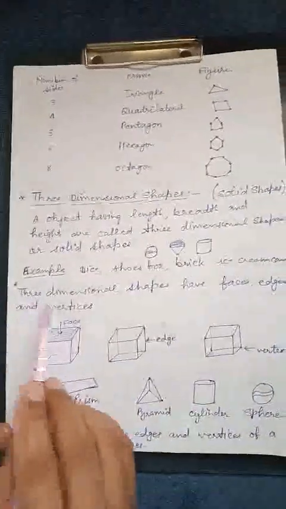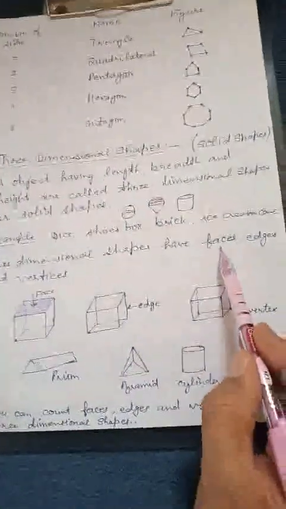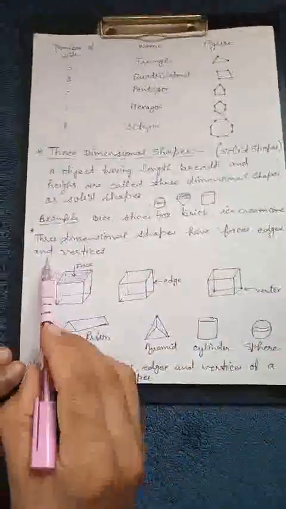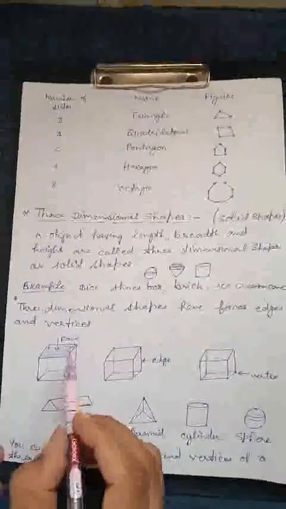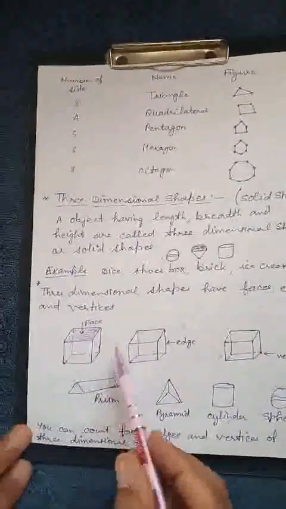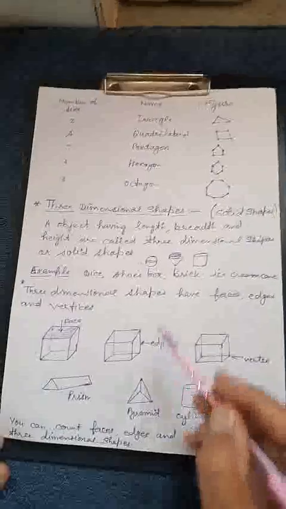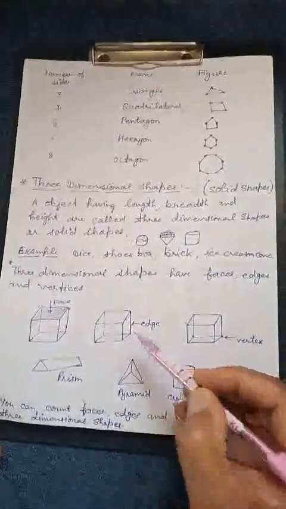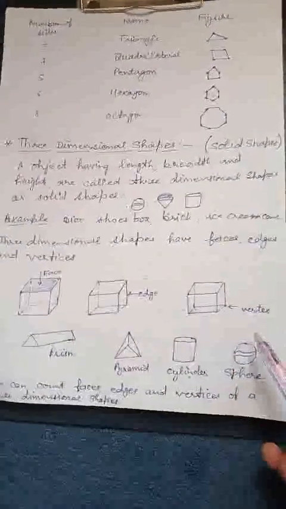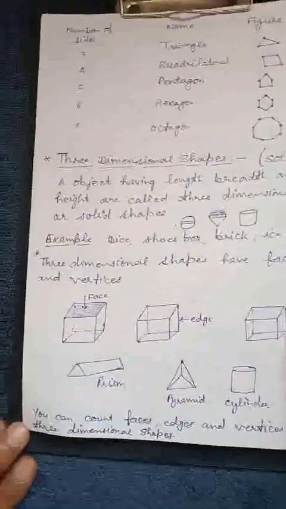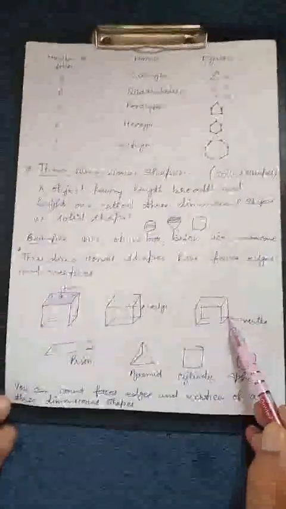Now, 3-dimensional shapes have faces, edges and vertices. Now, what is face? The face is the surface of the object. In this figure, this is the face. Now, where 2 faces join each other is an edge. Where 2 faces join is an edge, and where 3 or more edges join is called the vertex. This point is vertex here.